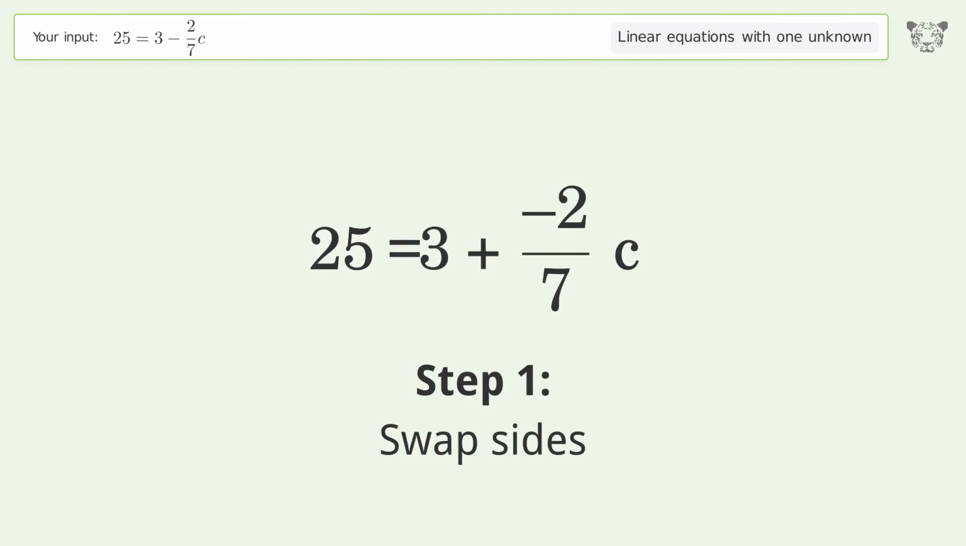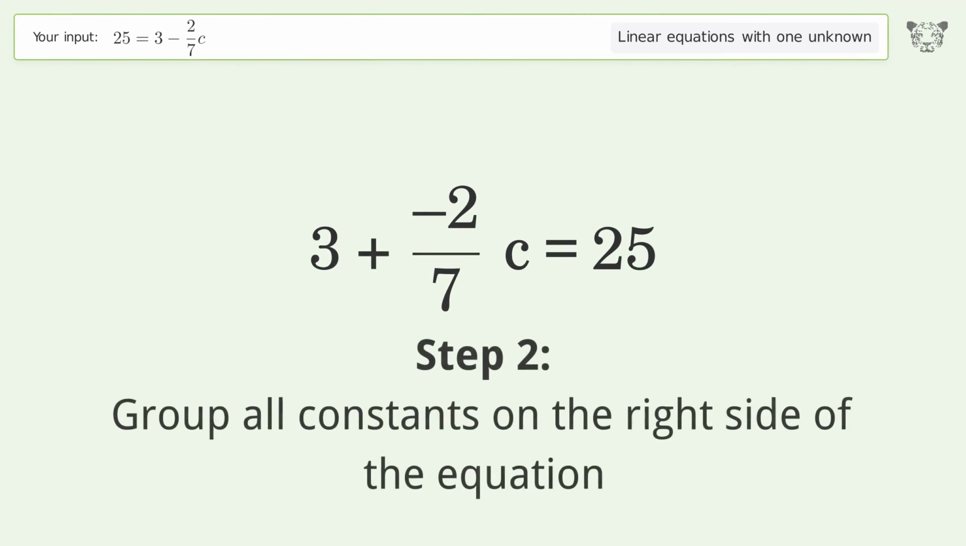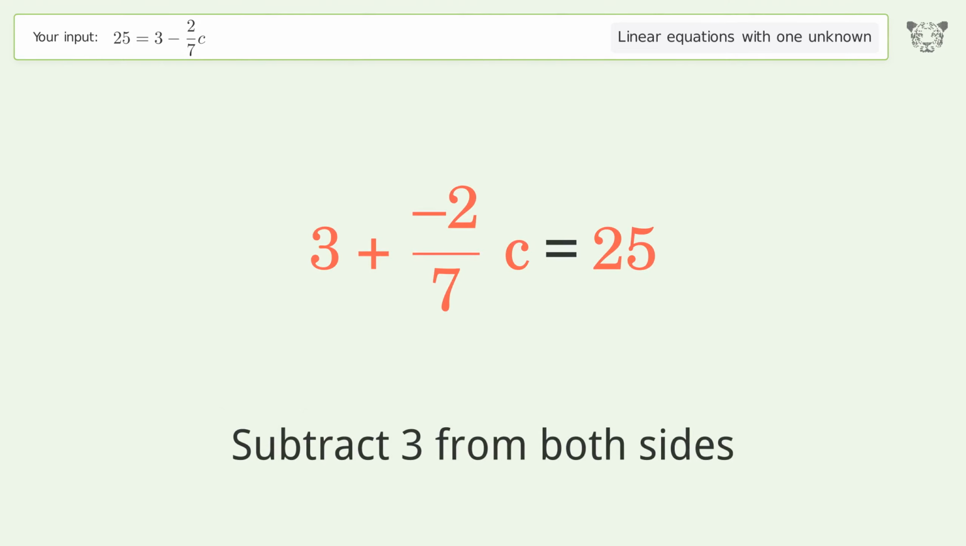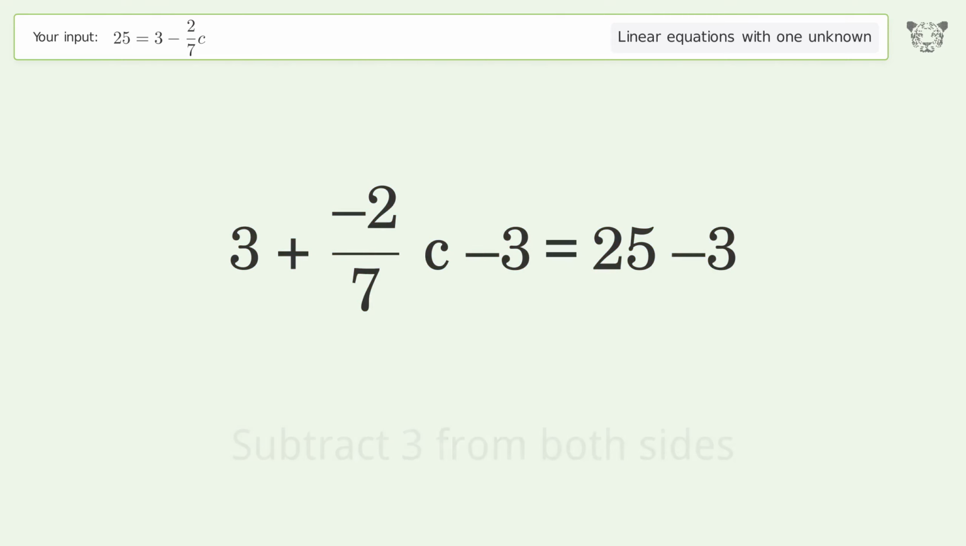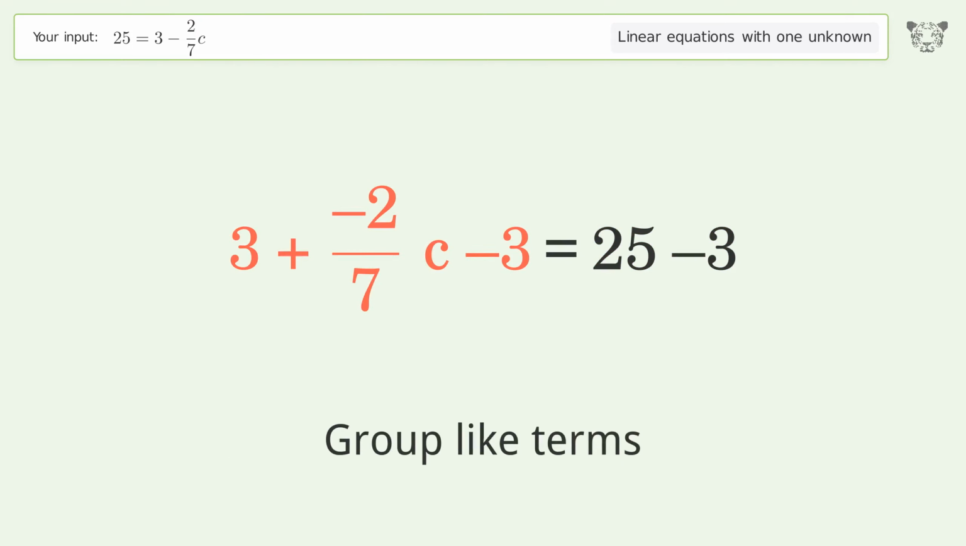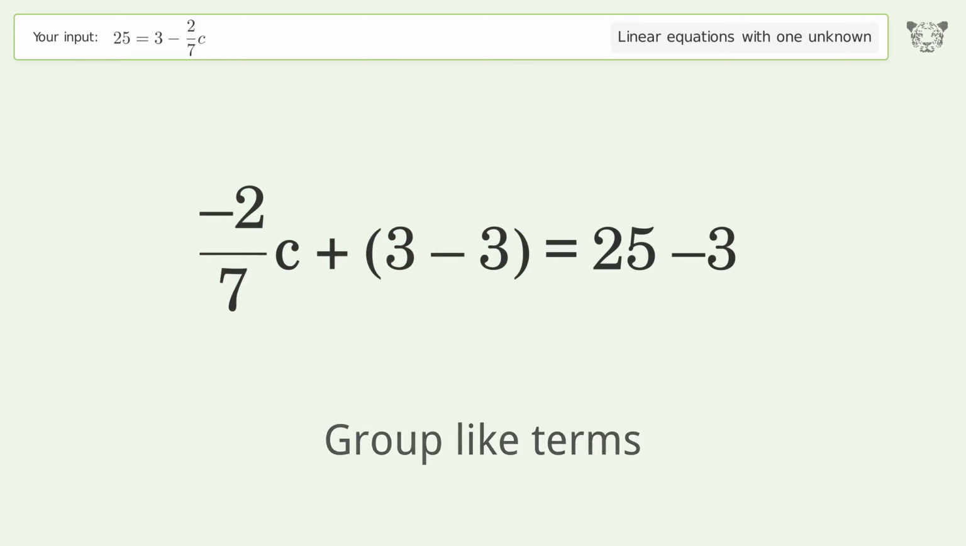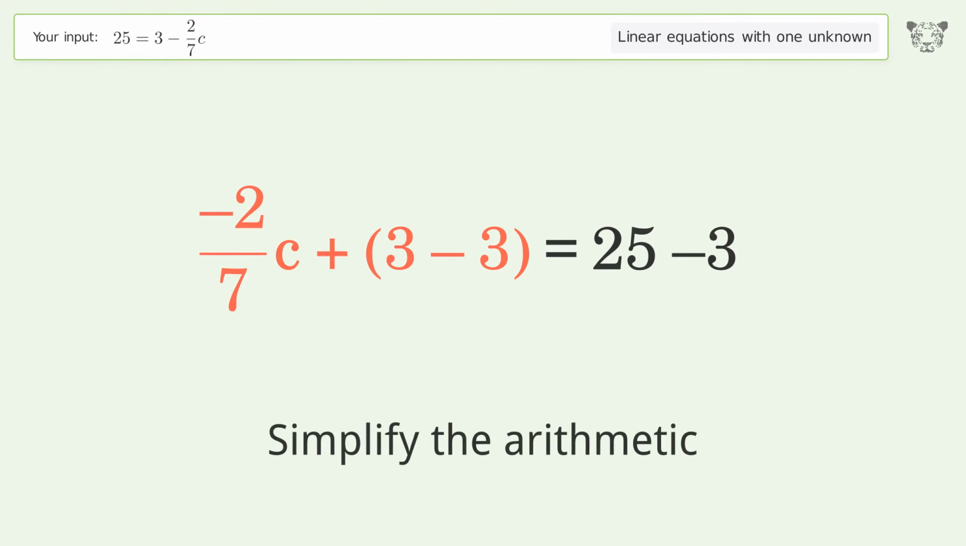Swap sides. Group all constants on the right side of the equation. Subtract 3 from both sides. Group like terms. Simplify the arithmetic.